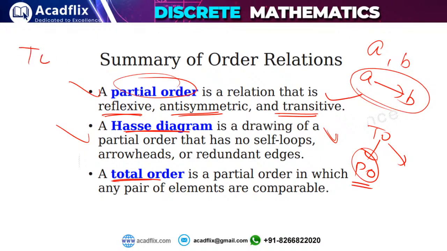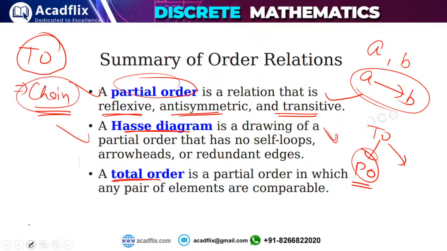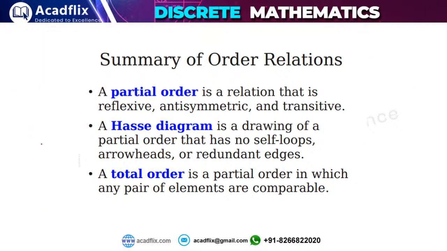This total ordered set we have already seen in the last lecture, you can refer there. This is also called a chain. Why is it called a chain? Because when you make the Hasse diagram of this total order set, that Hasse diagram will look like a chain. So you can take one example.